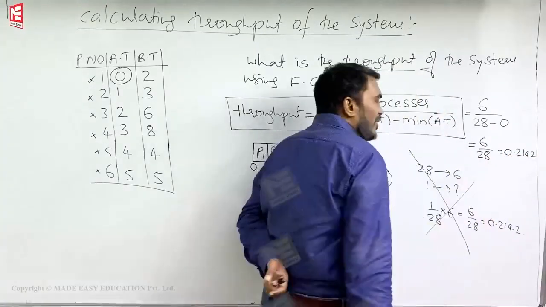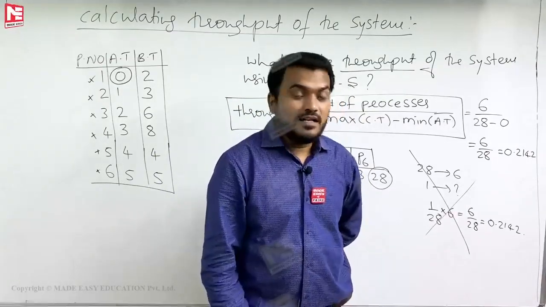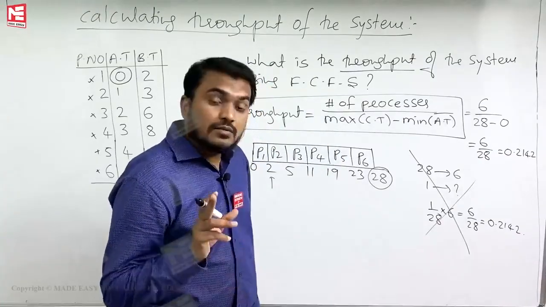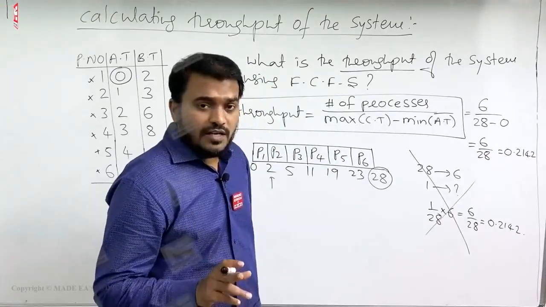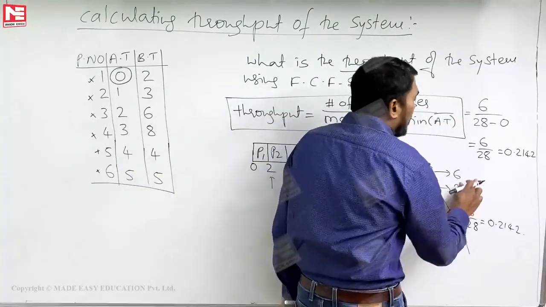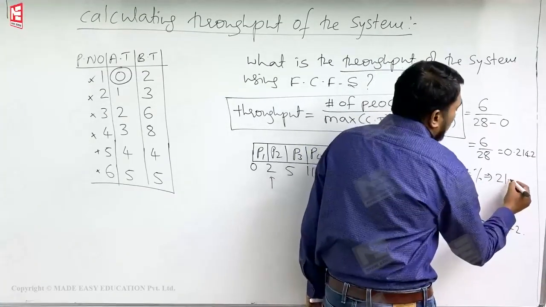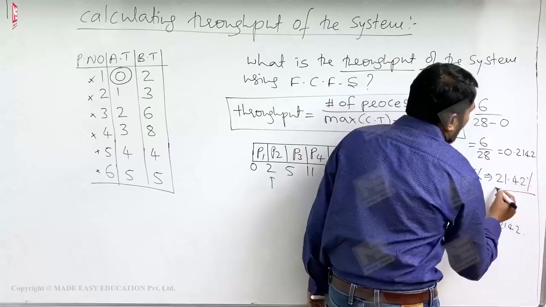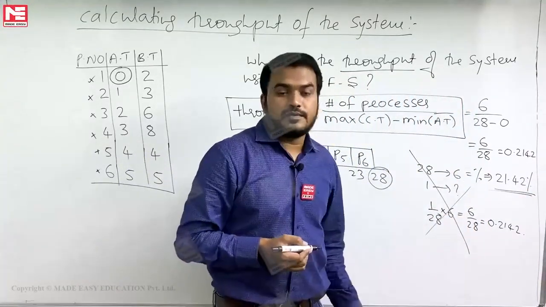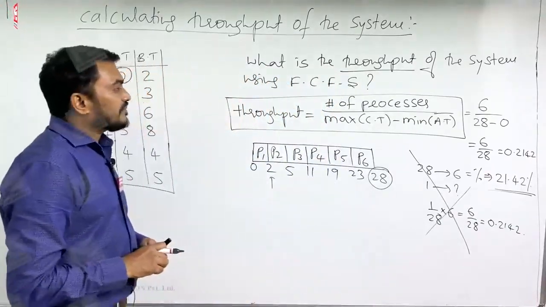Is that clear? So remember, the answer may be the same, but the approach is different. So you have to follow the approach like this. Now remember, if the question asks for throughput, you have to write 0.2142. In case it asks for percentage of throughput, you have to write 21.42%. Is the point clear? So this is how you solve the problem.